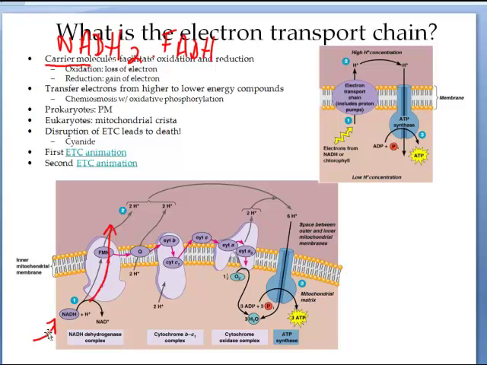Now, these electrons are followed by hydrogen ions. And remember, earlier I said oxidation is when you remove electrons, and these electrons are followed by hydrogen ions.